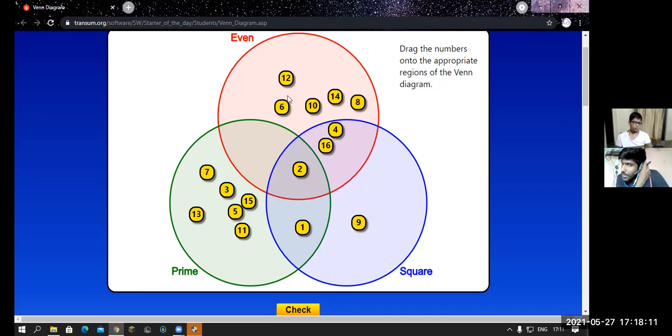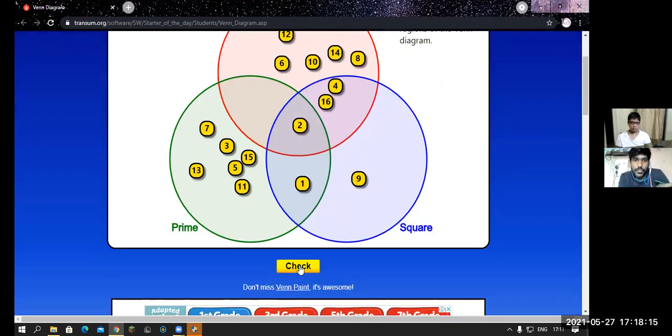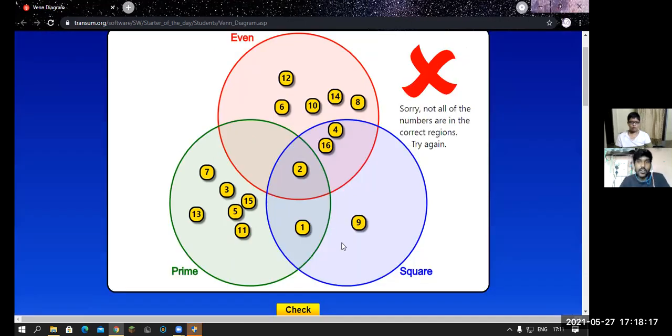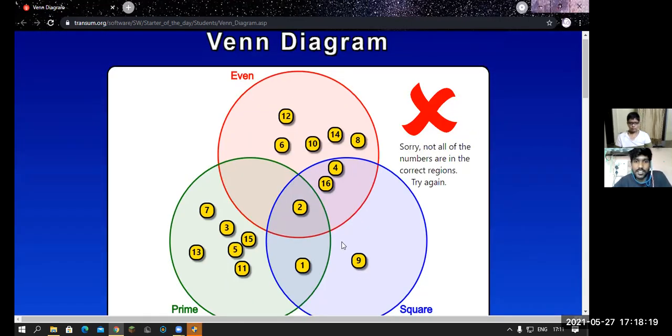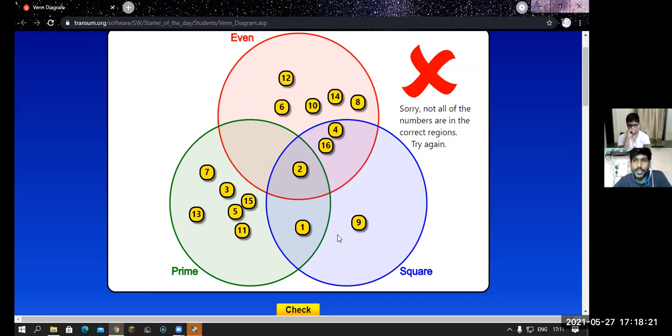If you're done, you can click on check. Below there is check, you can click on that. Okay, not all numbers are in the correct region. Can you see some number you have put in the wrong region? Can you notice that? I'll tell you one.